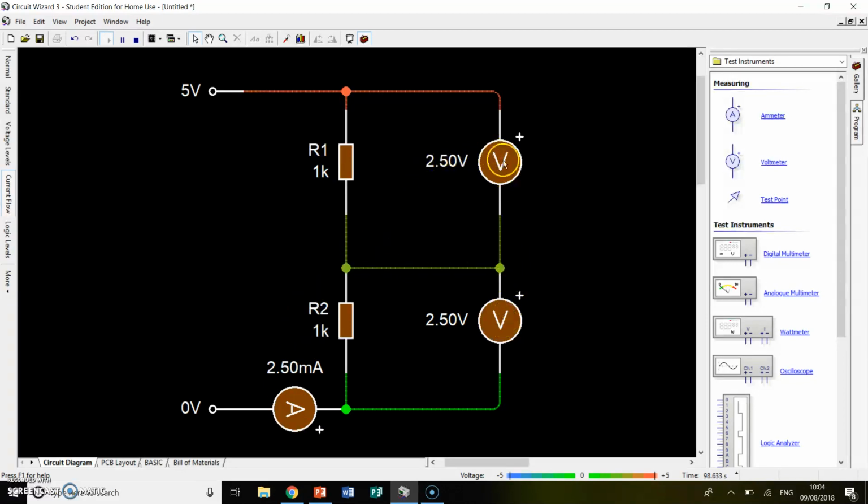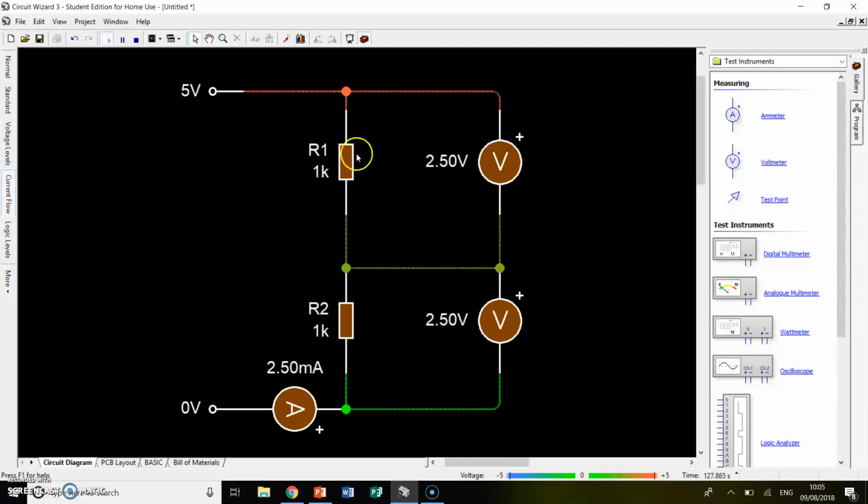I've also put 2 voltmeters in. Now a voltmeter measures the voltage across a component, so it's put in parallel with the component. So this voltmeter is measuring the voltage across this resistor, and this voltmeter is measuring the voltage across this resistor. The current is measured going through the components, so the ammeter is put in series so that the current goes through the components and through the ammeter.